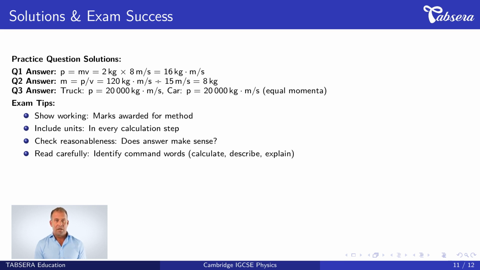For question 3, truck momentum equals 1,000 times 20 equals 20,000 kilogram meters per second. Car momentum equals 800 times 25 equals 20,000 kilogram meters per second. Surprisingly, both vehicles have equal momentum despite different masses and velocities.